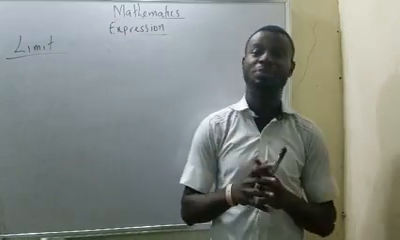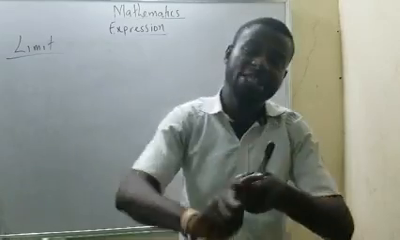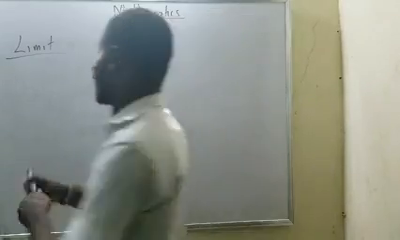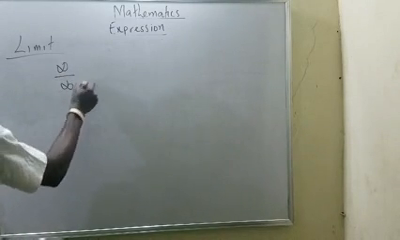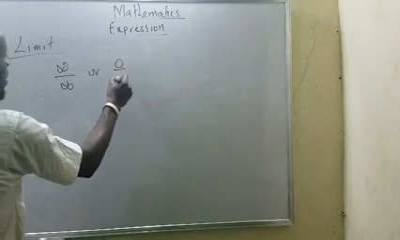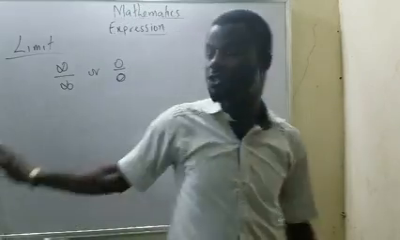But when you are talking about limits, what you need to understand is the ability to avoid something like this: undefined numbers, infinity all over infinity, or 0 all over 0. Please, have the ability to avoid this type of thing.